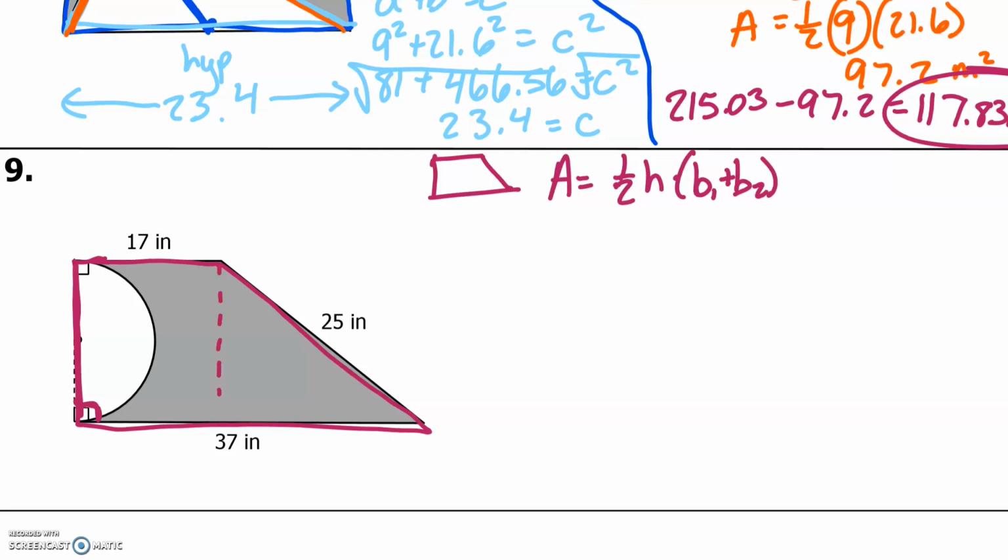I notice that I can also bring down a perpendicular line here, and I have a right triangle. If this is the hypotenuse, which is 25, this length is not 37. We can subtract that 17 from 37, and we would end up with just this length down here, which would end up just being 20.